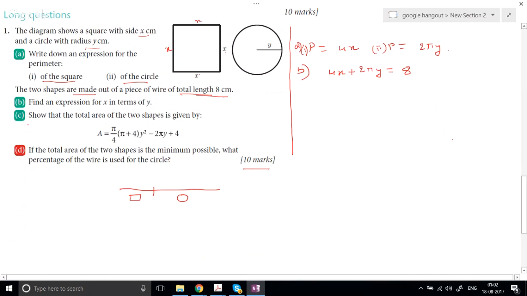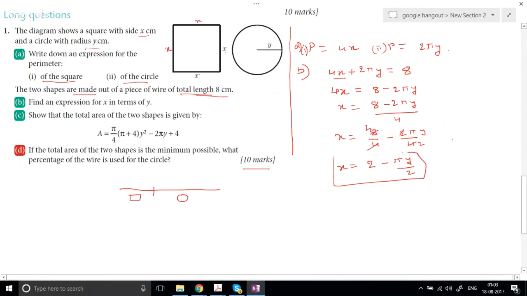Now next part of the question, find an expression for x in terms of y. X in terms of y. So we'll make x the subject. So 8 minus 2 pi y. Now x equals 8 minus 2 pi y, whole thing divided by 4. Now simplify this, you end up getting 8 by 4 minus 2 pi y divided by 4 by separating the numerator. So this is 2 and this happens to be this. So we end up getting 2 minus pi y, whole thing divided by 2. Let it be like this.